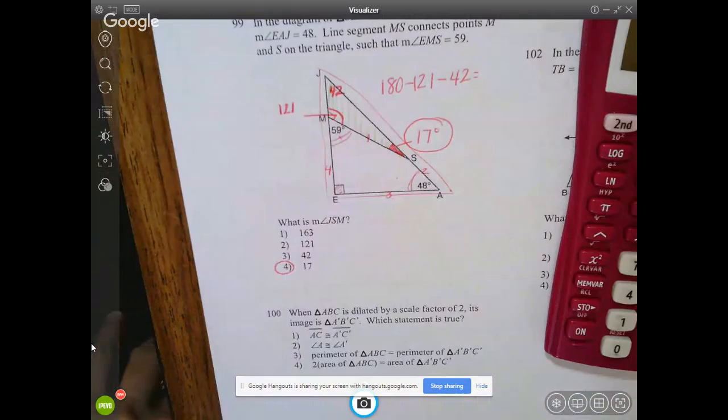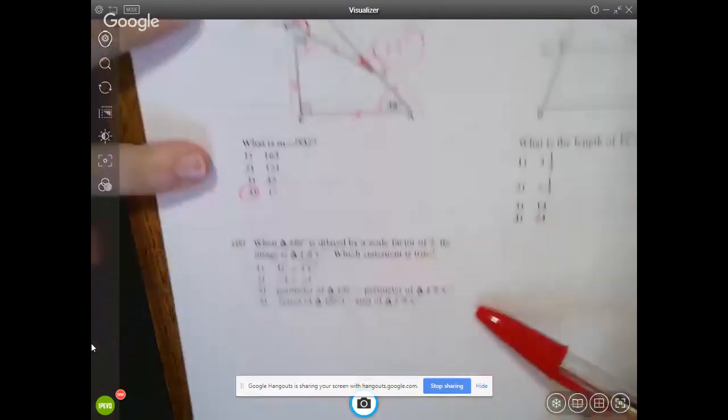Okay. Last question. Then we'll definitely brain break, I promise.